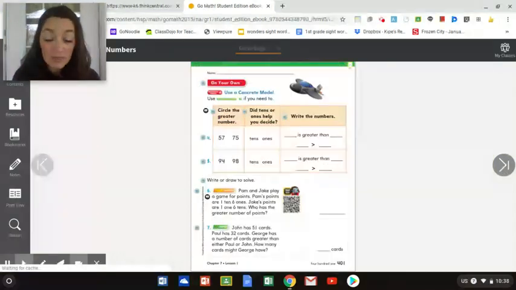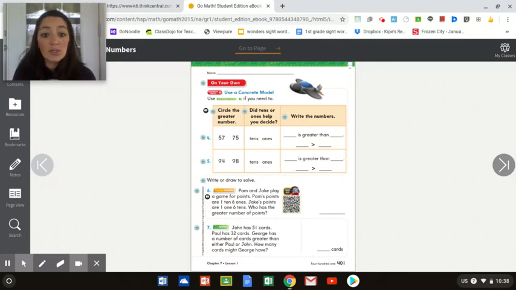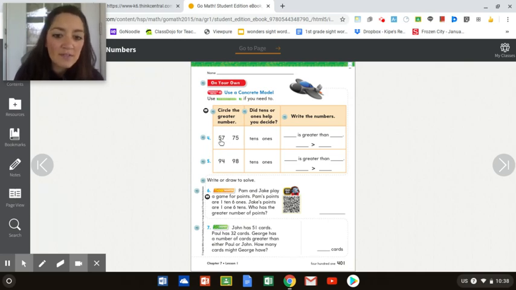Okay, now this is on your own. You're going to do the same thing. You're going to look at the numbers. Which one is greater? We have 57 and 75. I know right away that the tens places are different, so I can look at the tens. The tens will help me here. Would I rather have 5 tens or 7 tens? Which one do you want more of? And then circle which one helped you and fill it in. We're going to do the same thing for this one. And then for 6 and 7, you're going to read the problem and answer the questions.